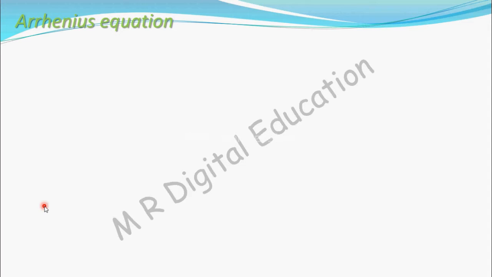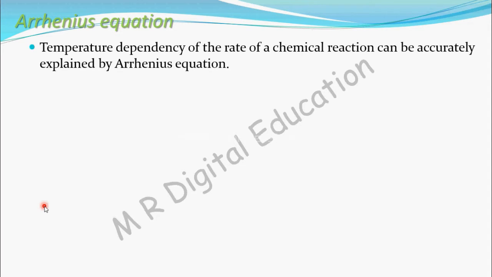Let's see now the Arrhenius equation. The temperature dependency of the rate of a chemical reaction can be accurately explained by this Arrhenius equation. That is, how the rate of the reaction depends on temperature. By increasing the temperature, to what extent the rate will increase can be accurately explained by this Arrhenius equation.